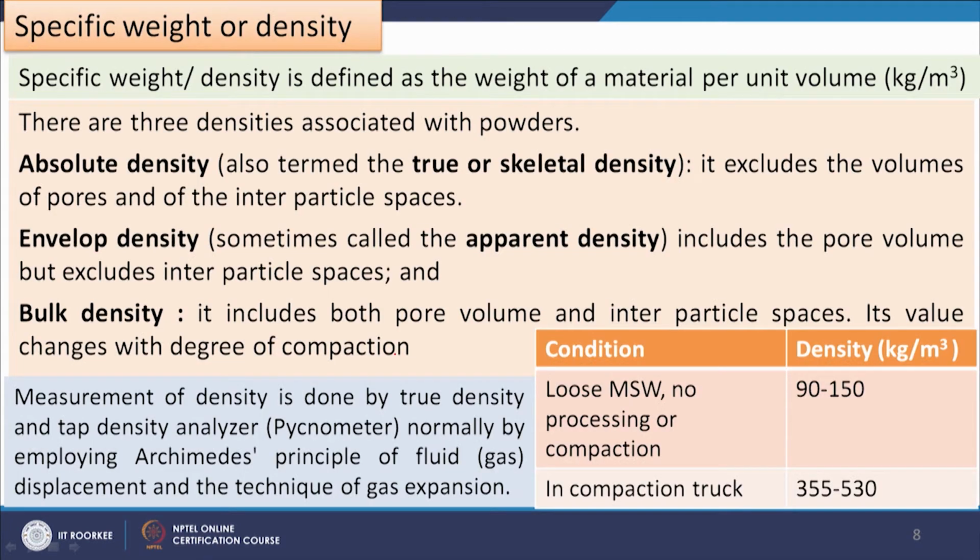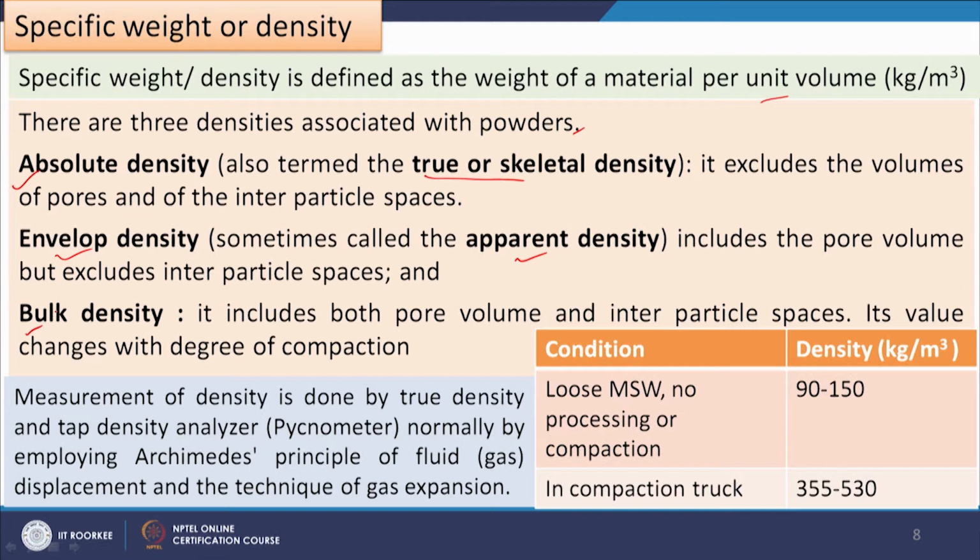Specific weight or density is defined as the weight of material per unit volume, we know it very well, and there are 3 densities associated with powders. One is absolute density, or true or skeletal density, another is envelope density or apparent density, and the third one is bulk density.